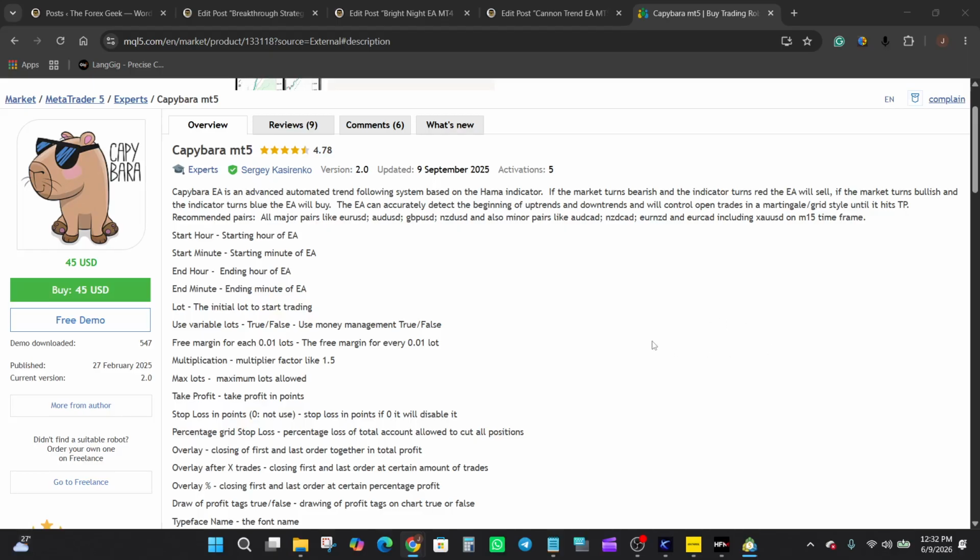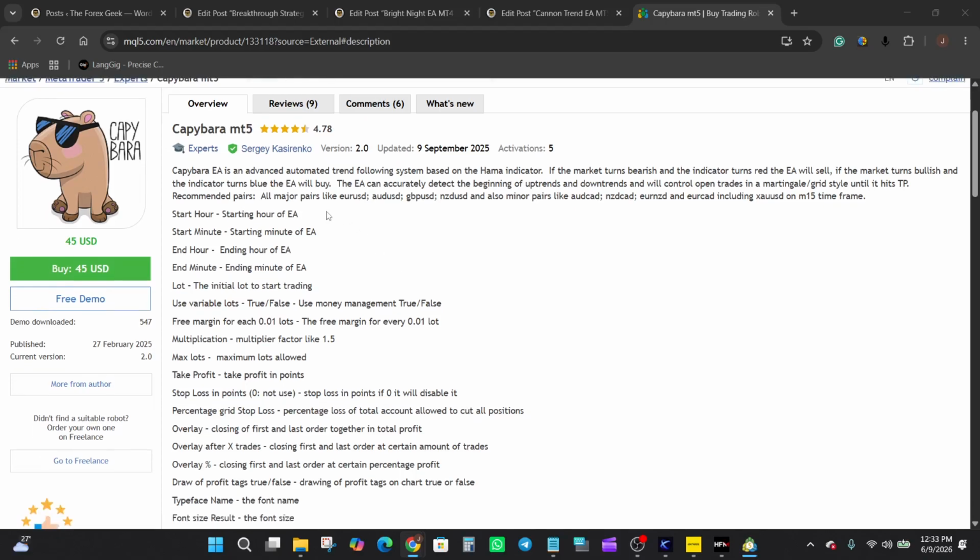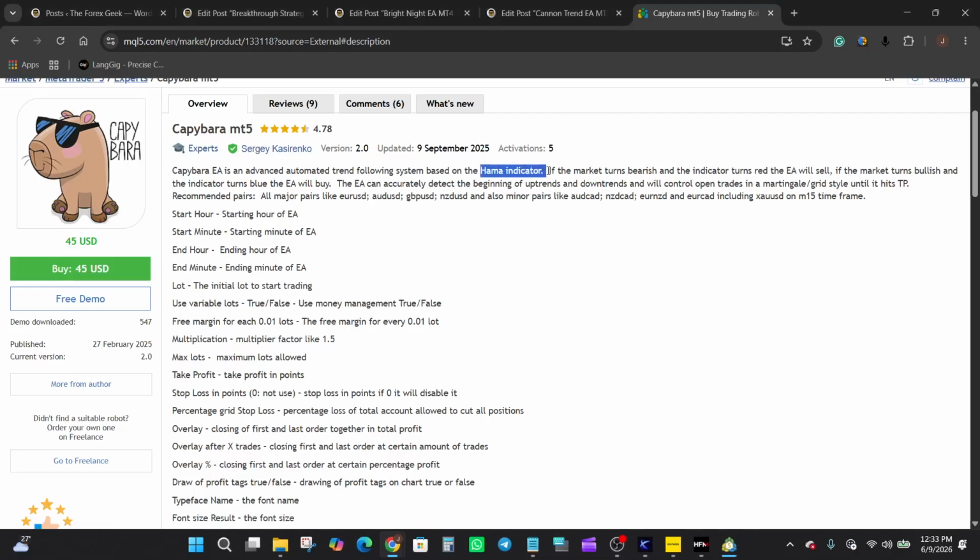Now it is listed at a price of 45 US dollars, which places it in a fairly accessible range compared to many other expert advisors on the MQL5 Marketplace. Now, from the description here, Capybara EA is designed as an automated trend following system built around the hammer indicator.